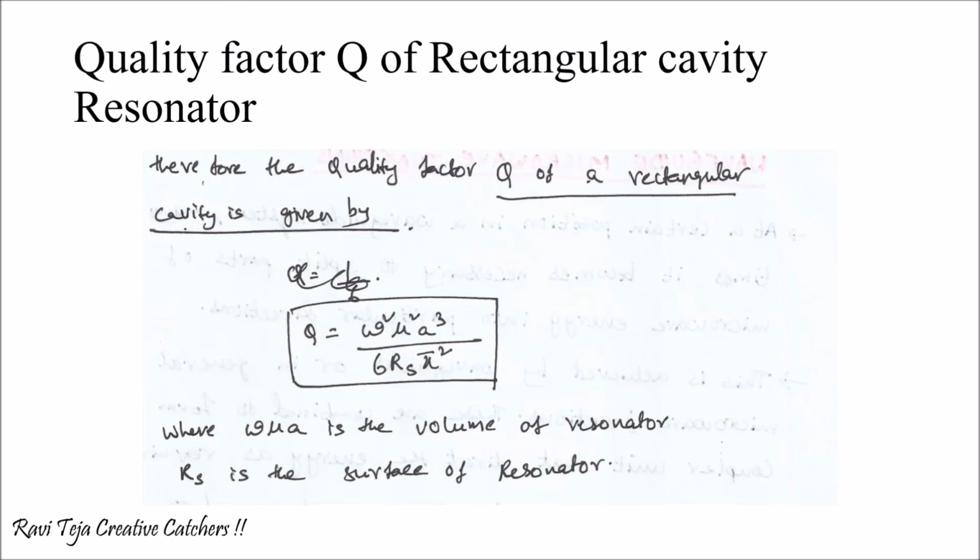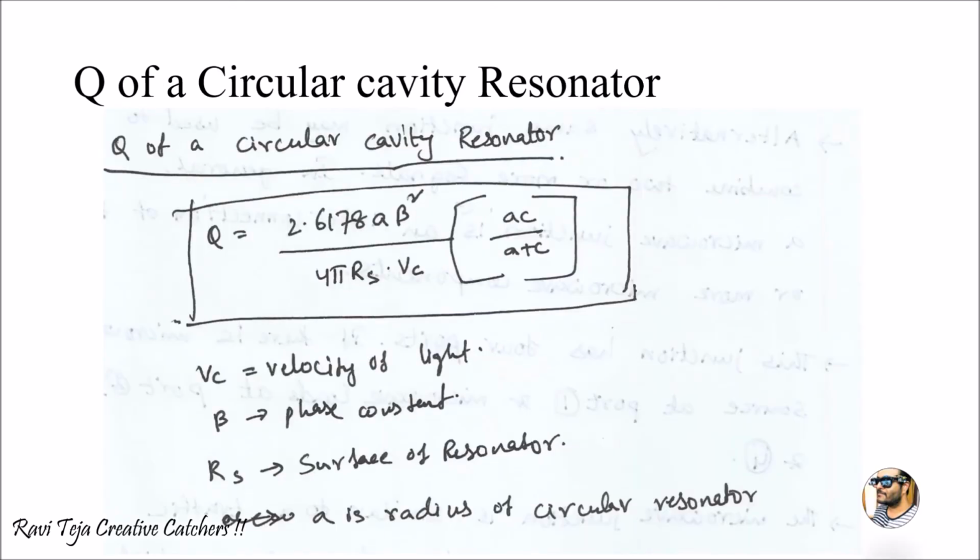Now let's see the quality factor Q of a circular cavity resonator. The quality factor of a circular cavity resonator is given by Q equal to 2.6178 A beta square by 4 pi RS Vc whole of AC by A plus C. This is the equation derived after a long derivation for a circular cavity resonator. We are bothered about the final result here. So this is the quality factor of the circular cavity resonator.